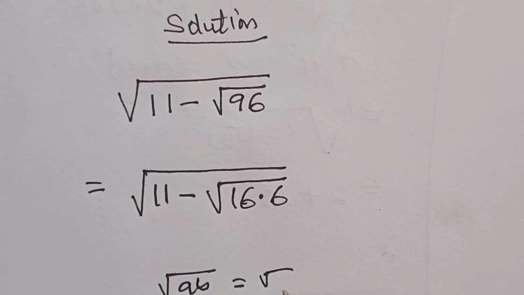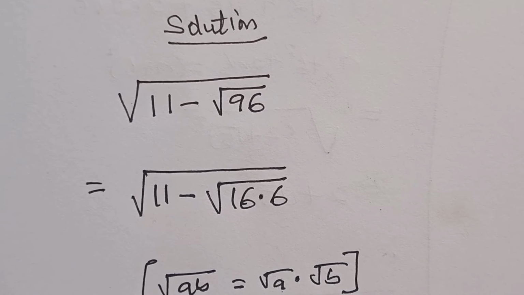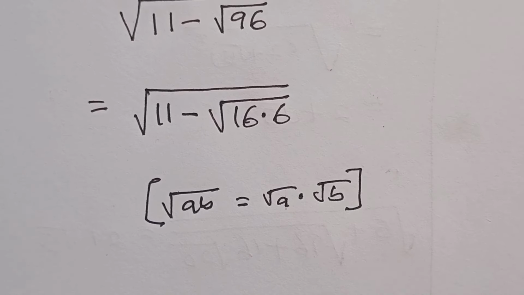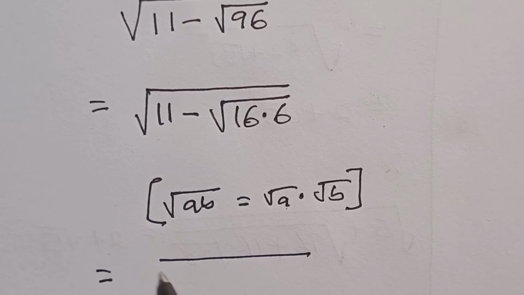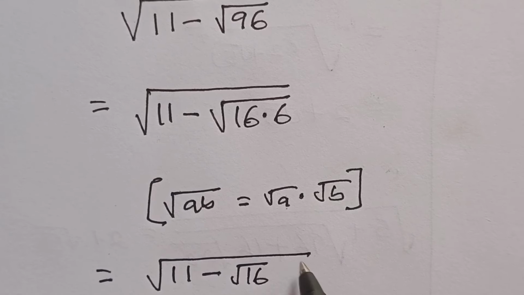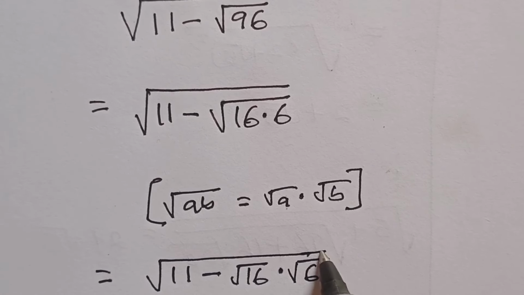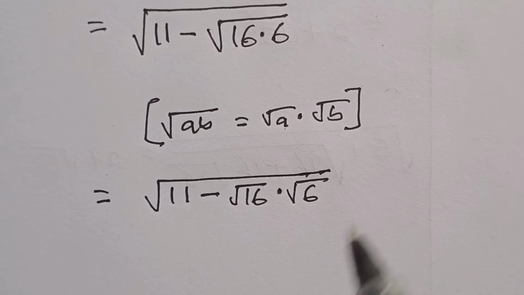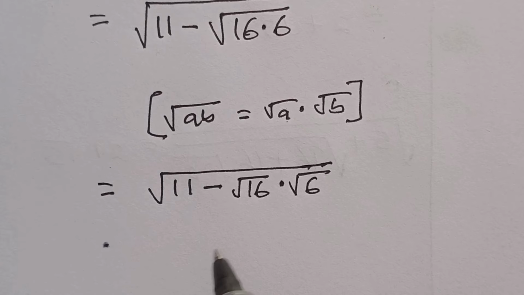Here we can simply split 96 into 16 multiplied by 6. Doing this, we will have square root of 11 minus square root of 16 times 6. And don't forget, if you have square root of a times b, you can simply write it as square root of a multiplied by square root of b. Doing this, we now have square root of 11 minus square root of 16 multiplied by square root of 6.